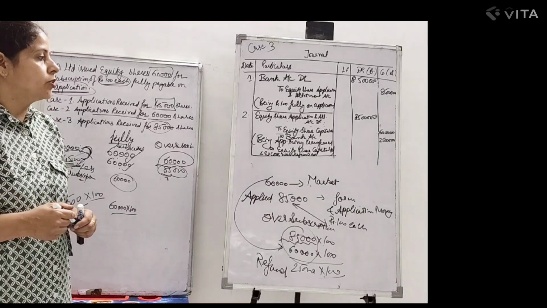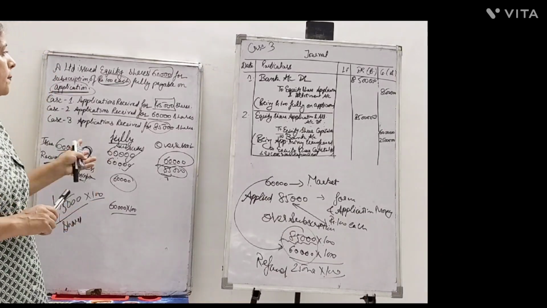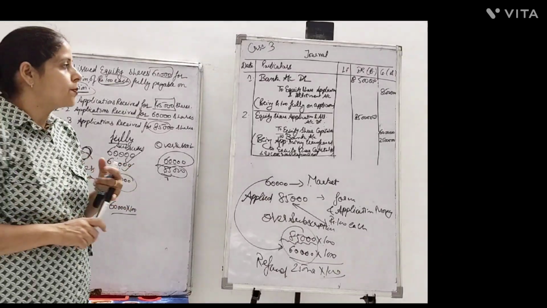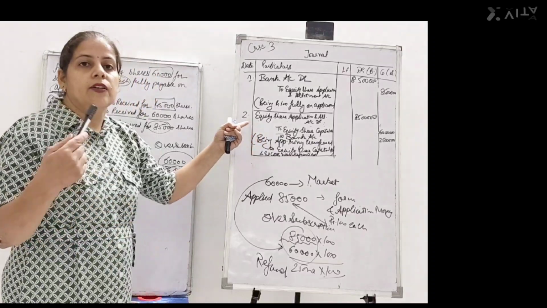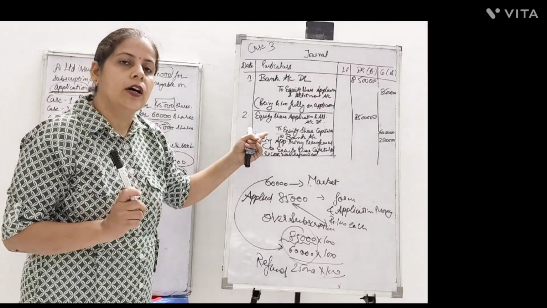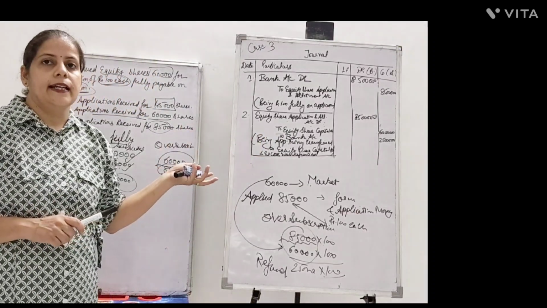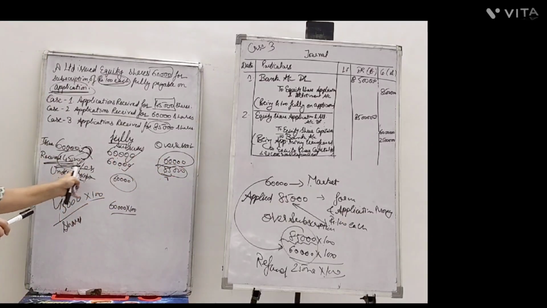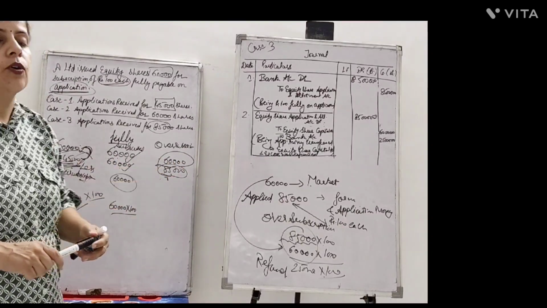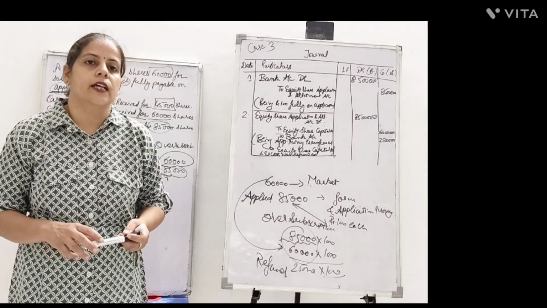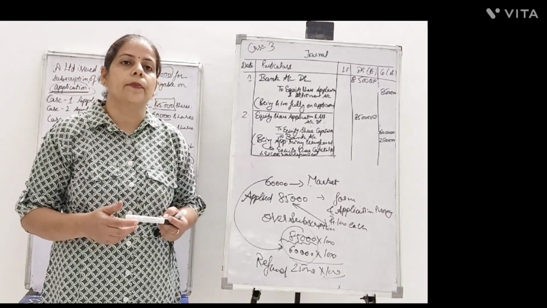So that is for the day about application money asked once by the firm, with no further division into allotment or first call. Next we also discussed undersubscription, fully subscribed and oversubscribed. So that is for the day. We will continue with this topic in the upcoming videos.